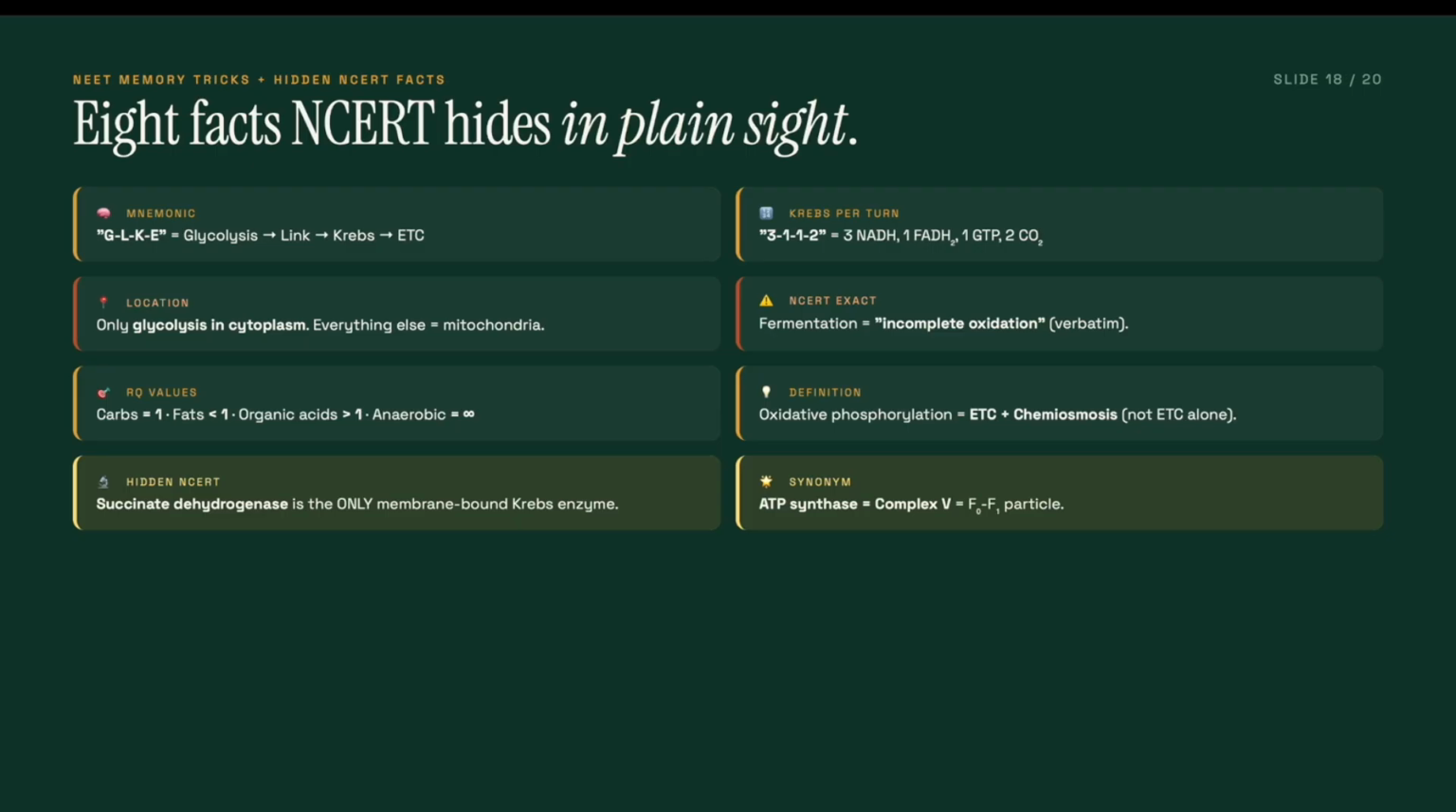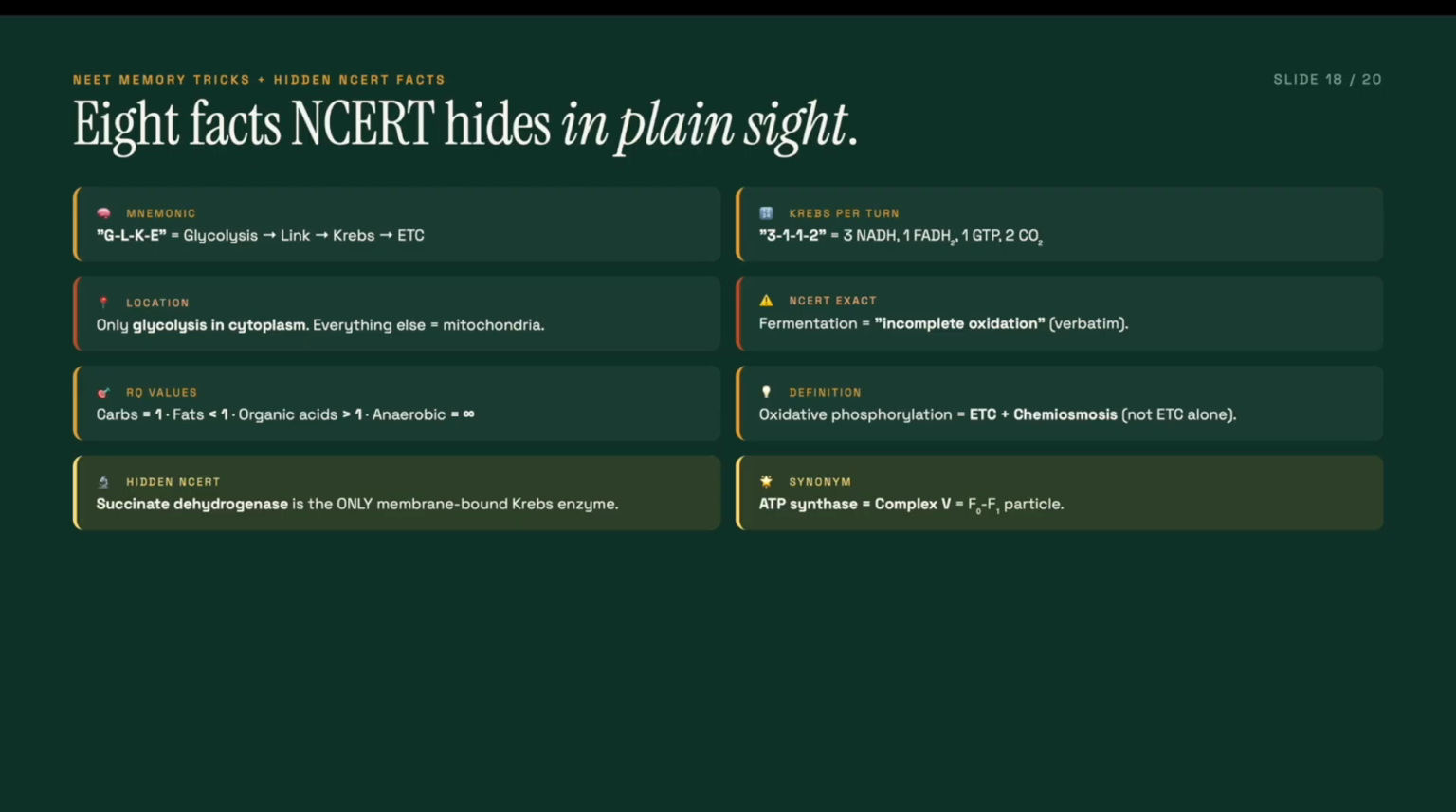Only glycolysis happens in the cytoplasm, everything else inside the mitochondria. NCERT uses the exact phrase incomplete oxidation for fermentation. Use these exact words in your exam. RQ trick: carbs 1, fats less than 1, organic acids more than 1, anaerobic infinity. Oxidative phosphorylation is electron transport chain plus chemiosmosis, not just the electron transport chain alone. This is a common mistake.